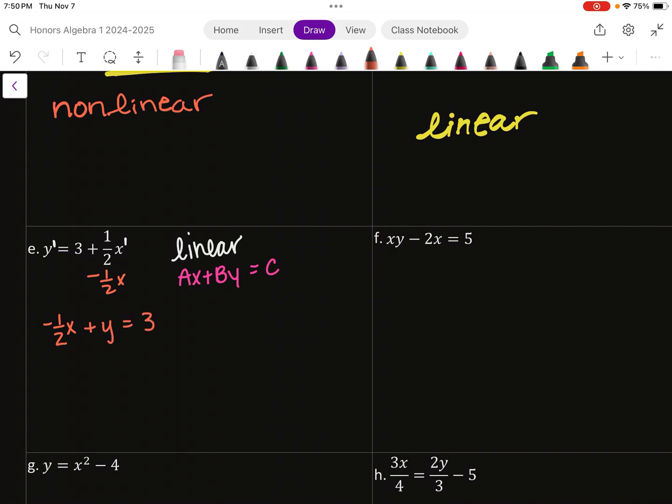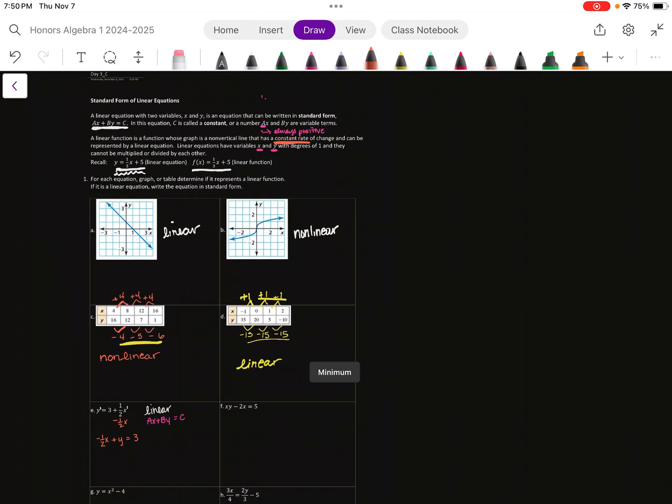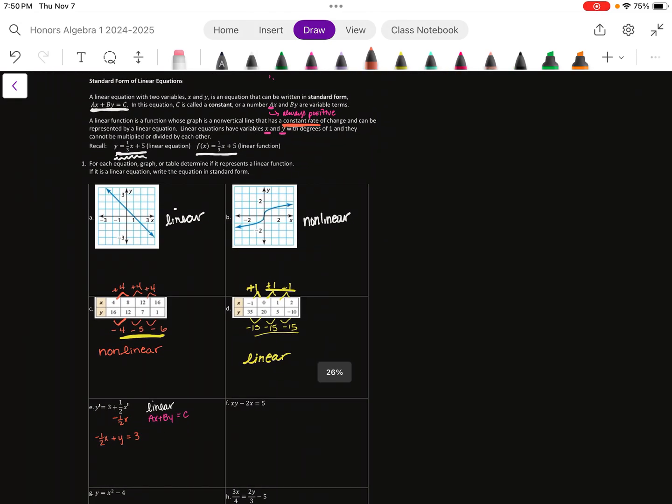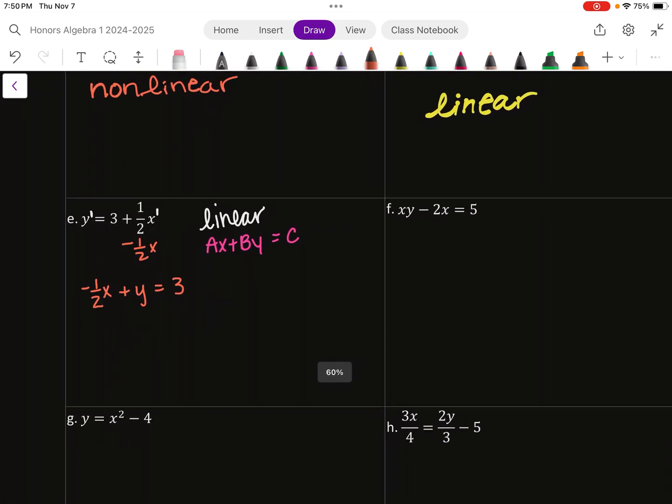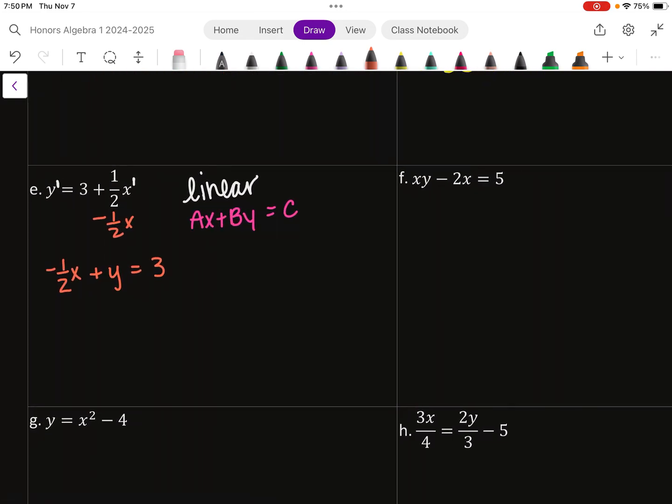And so that'll be minus 1/2 x plus y is equal to 3. But a, b, and c need to be constant numbers in my definition up here. A and b need to be whole numbers. They can't be fractions. So I need to get rid of this fraction here, and we did that when we solved linear equations. How do we do that?